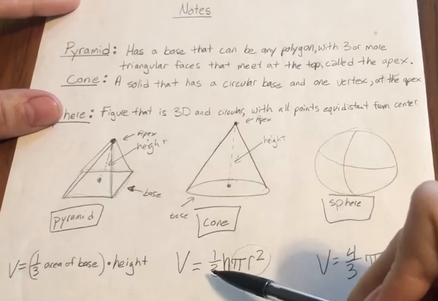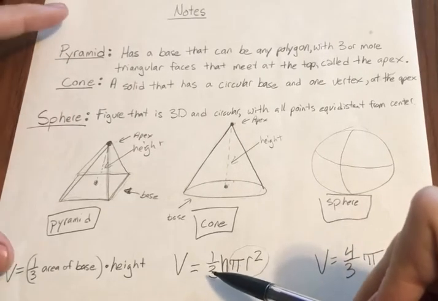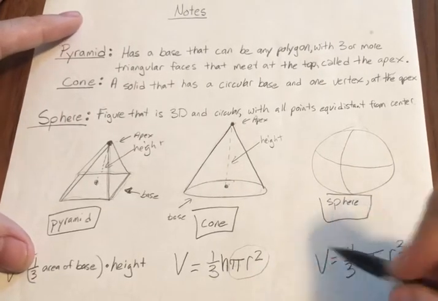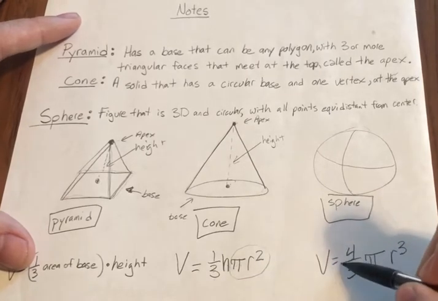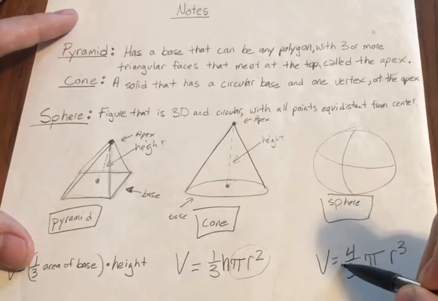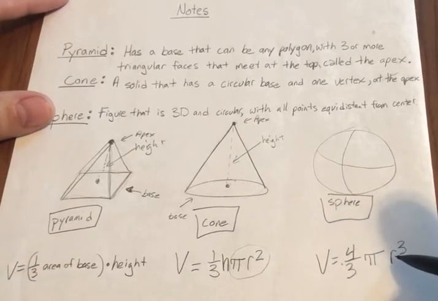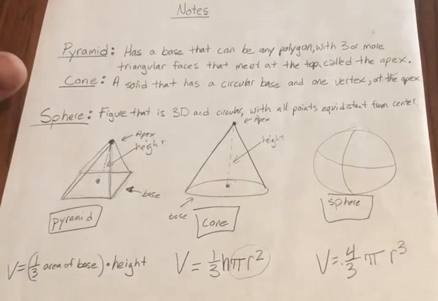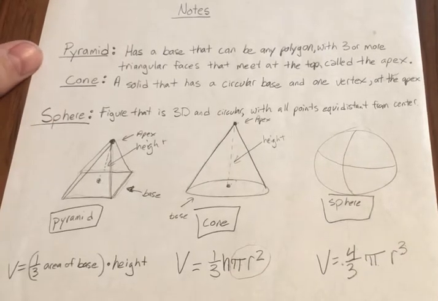So it's kind of like these other ones. There are fractions, except it's a 4 on top. Technically, this is 1 and 1/3 times pi times radius cubed. Remember, pi, we're going to use 3.14 for all of these.